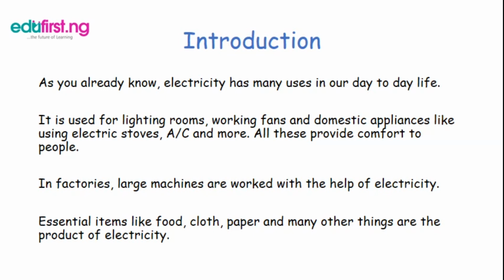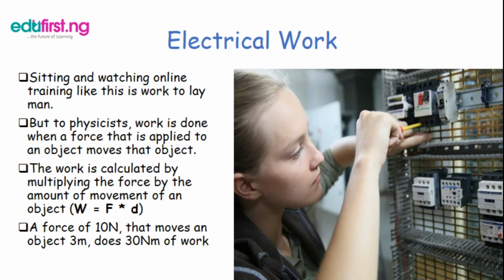Not only in domestic appliances, electricity is also useful in factories to power large machines. Without electricity, these large machines used by industries will not get powered. And without these machines getting powered, we will not be able to get essential items like food, clothes, paper, and many other things that are products of electricity. With the introduction in place, let's dive into more details.